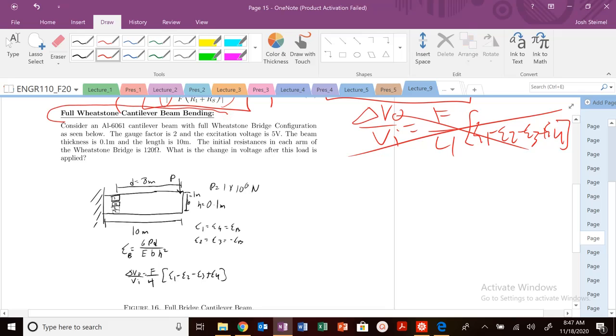Problem today, which is looking at a full Wheatstone bridge, cantilever beam bending scenario. When we're doing problems in this class, we need to read the problem statement and immediately start writing down variables. So let's read this together.